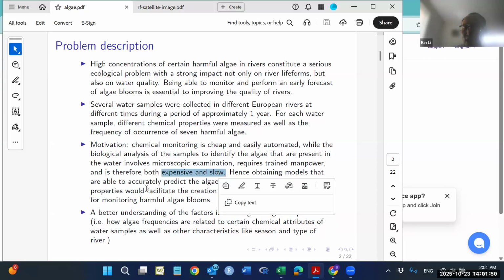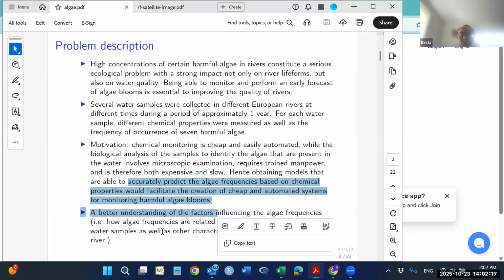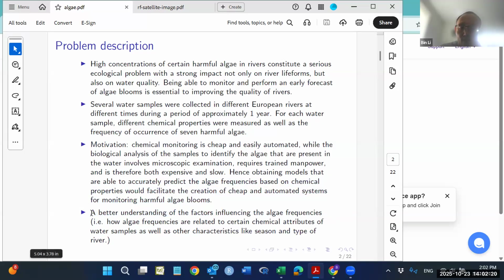So if we can have some good predictive models that can accurately predict the algae frequency based on the easily available and automated chemical parameters, that will substantially facilitate the creation of a cheap and automated system that can monitor the harmful algae blooms. So that's the motivation. That also gives us some better understanding of the factors that influence the algae frequencies.